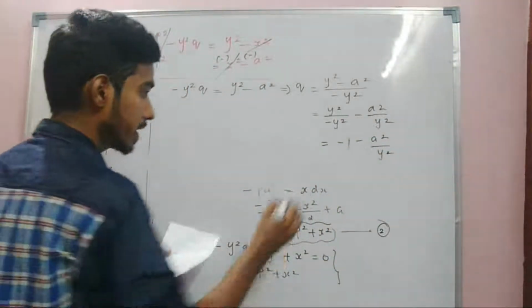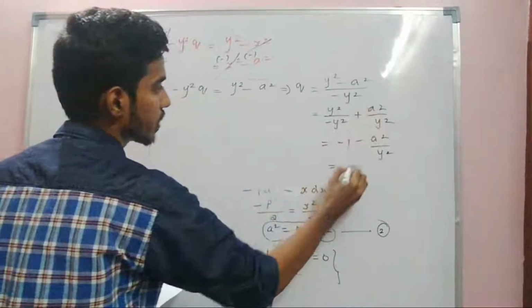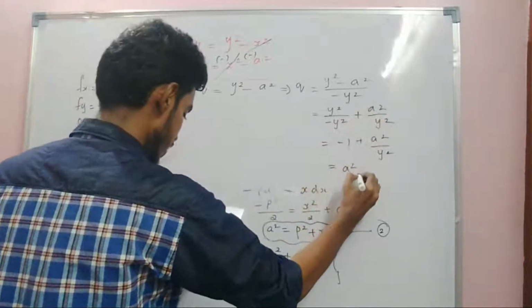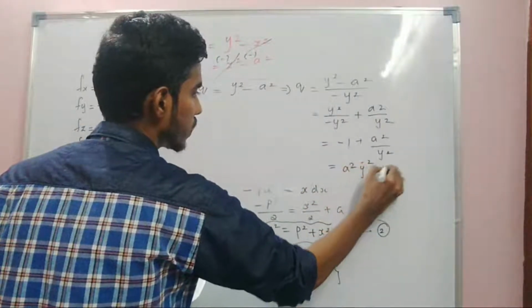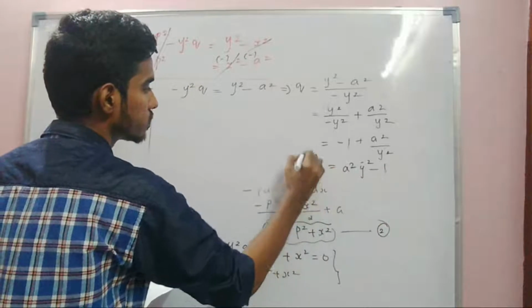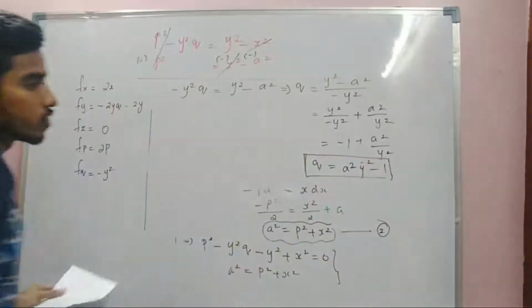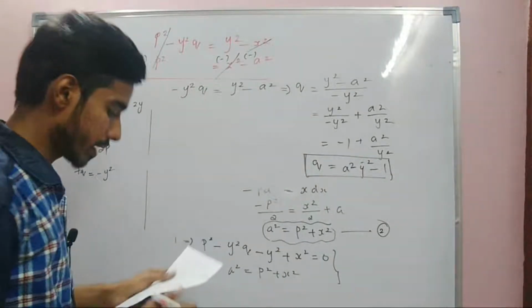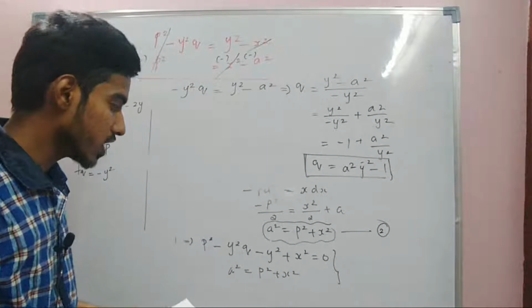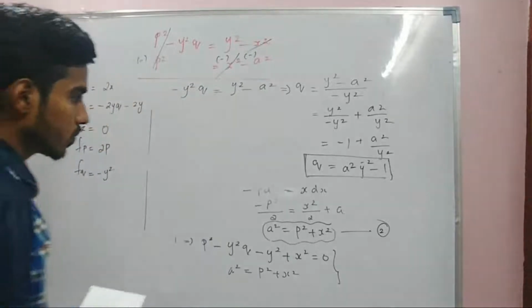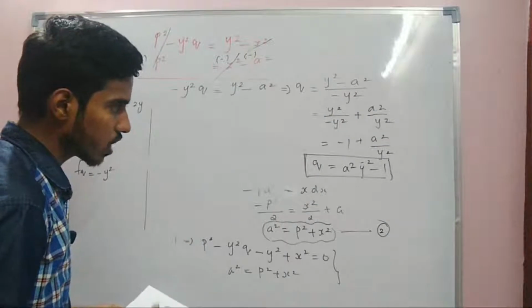Or else I can also write this as minus plus, right? I can also write this as a square y power minus 2 minus 1. This is our q, right? So q is equal to a square y power minus 2 minus 1. Now we know that we need to find the value of p, right? So I have found q. Now I need to find the value of p.